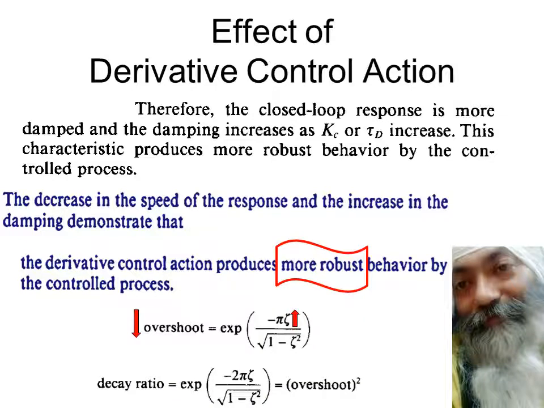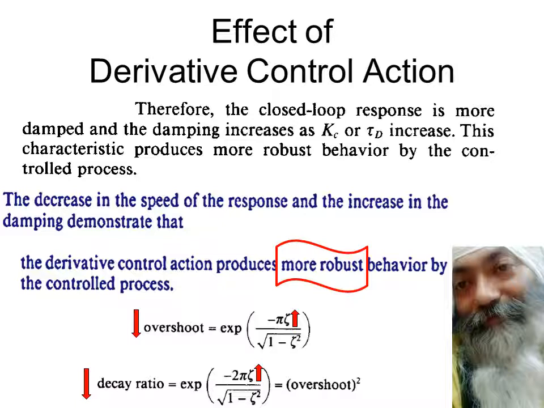Same is the case for the decay ratio, which is nothing but proportional to overshoot square. And here again the same thing is there, that if zeta goes up, this decay ratio goes down. So it proves that going in for derivative controller, the system becomes more robust. It gives us a lesser overshoot, and a quick decay as such, because the decay ratio goes down, it quickly decays down.